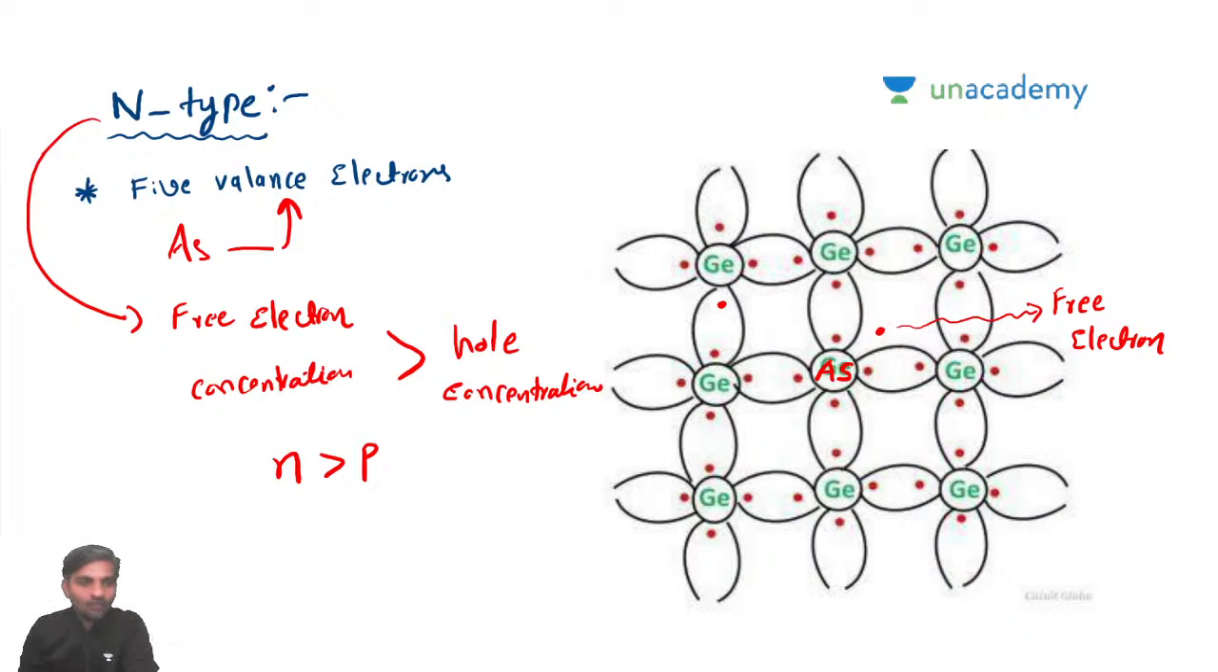Okay. Now, here is one more important thing to be remembered. These pentavalent impurities are called donors.